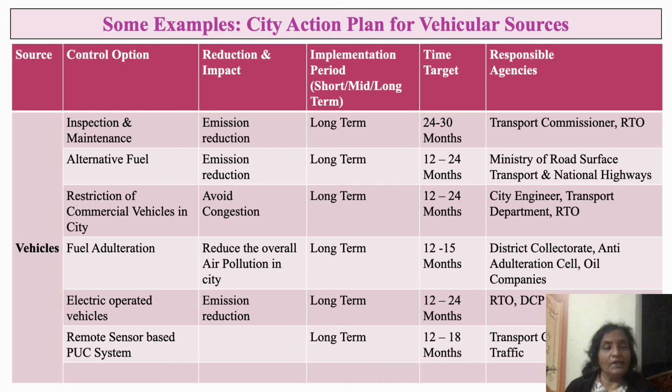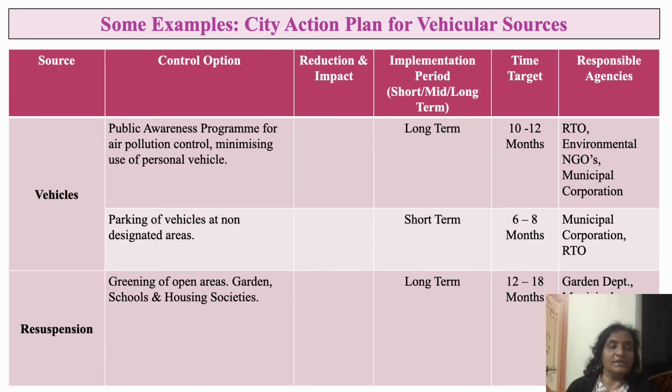Now similarly for vehicles, the control options are inspection and maintenance, use of alternate fuel, restriction of commercial vehicles in the city, fuel adulteration improvement, electric operated vehicles, remote sensor based PUC system. So these are all the reduction and the implementation targets. And the Transport Commissioner, RTO, Ministry of Road and Surface Transport, then city district collectorate, anti-adulteration cell, oil companies, DCP, transport office, etc. are responsible agencies as stakeholders for this activity.